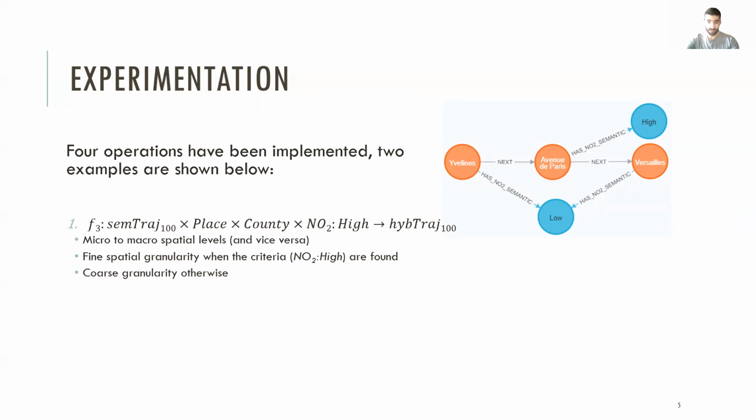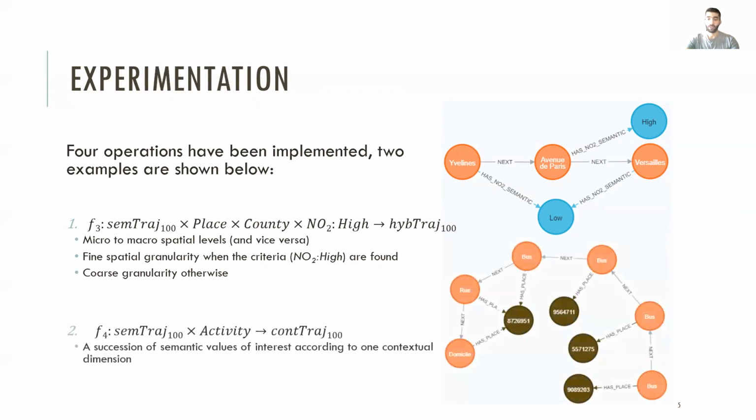Orange nodes represent places of interest represented from micro to macro granularity, where time intervals are embedded. Blue nodes represent the contextual dimensions limited to NO2 semantics. When applying the second operation on the same portion of the trajectory, we obtain the contextual-based trajectory on the activity context of interest. We can inspect the orange nodes representing the transition from bus to road, for example, and the brown nodes represent the spatial dimension. This highlights how spatial, temporal, and contextual aggregations can impact the trajectory representation to get multiple views.